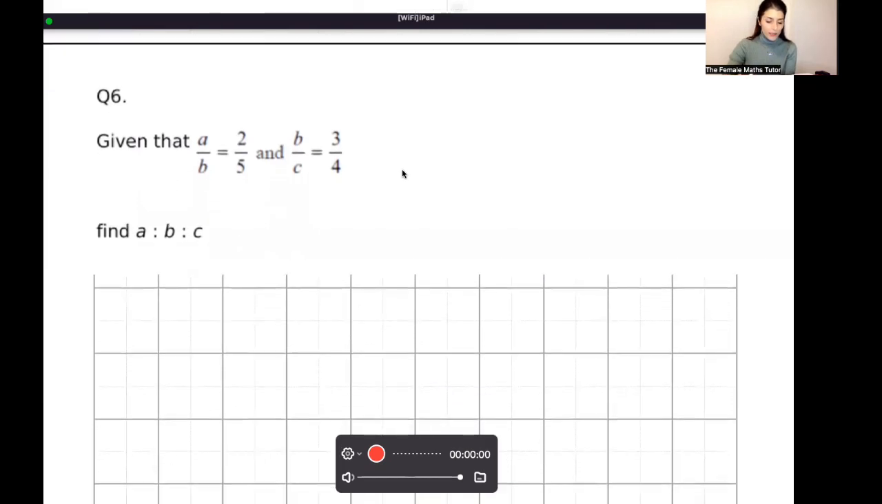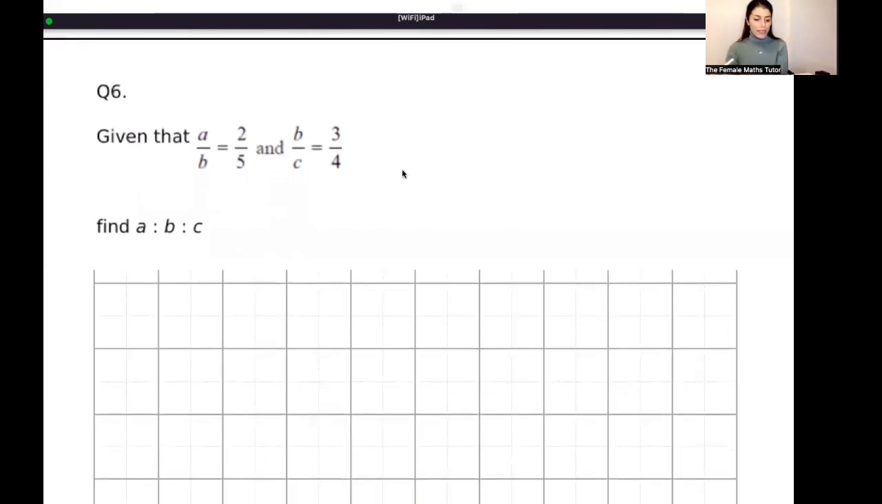The question, which was question 6 in an exam paper: given that A over B equals 2 over 5 and B over C equals 3 over 4, find the ratio A to B to C. A lot of students don't realise that ratios can be written as fractions, and the division sign can be written as a ratio symbol. So you could actually write A to B is the same as 2 to 5. Notice that A over B, 2 over 5, is the same as 2 to 5. And B over C can be written as B to C and 3 to 4.